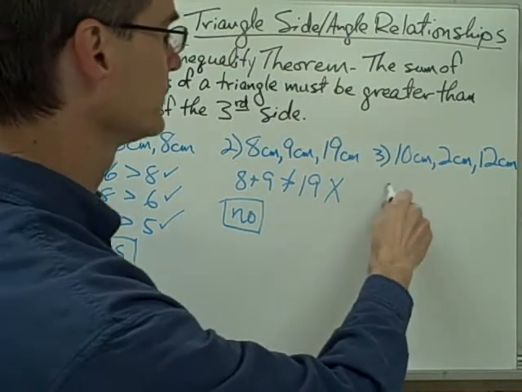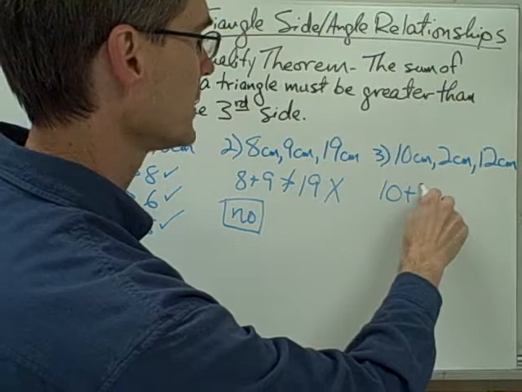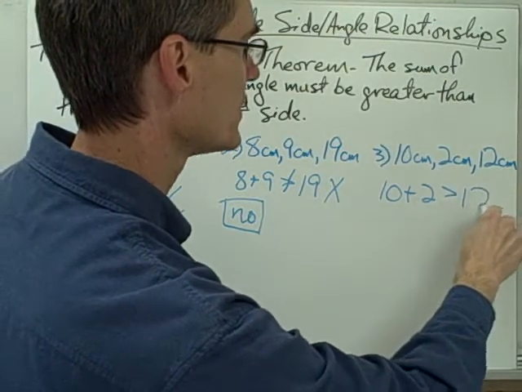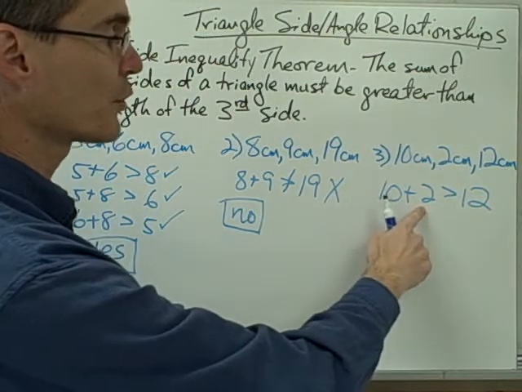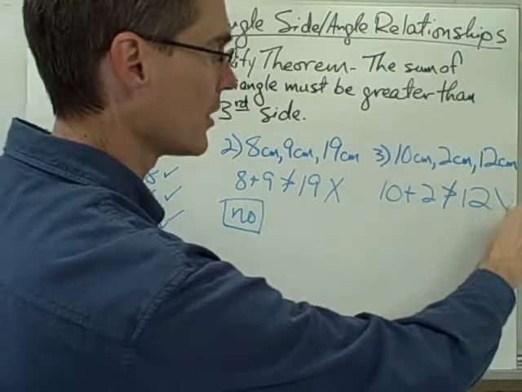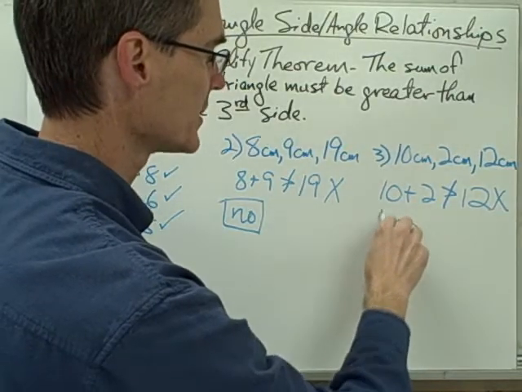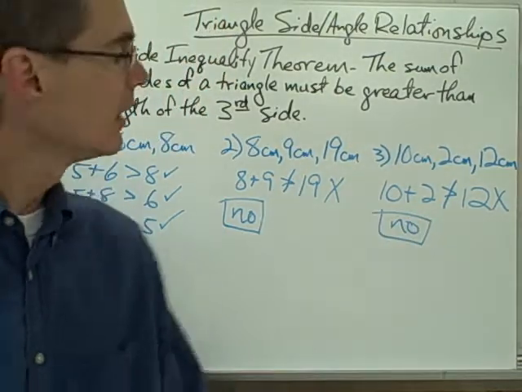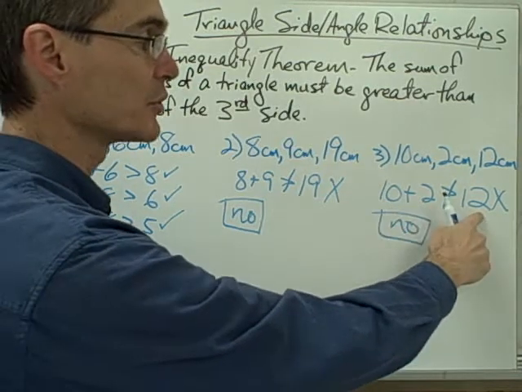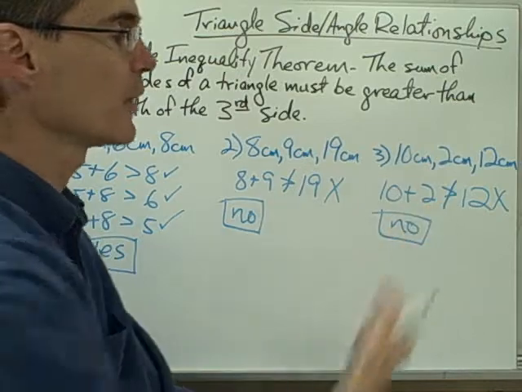Example number 3. 10 plus 2 needs to be greater than 12 in order for these three lengths to be a triangle. Unfortunately, 10 plus 2 is not greater than 12. It's equal to 12, so no, these three lengths cannot be the sides of a triangle either. Notice that it's not good enough for the sum of two sides to be equal to the third side. They have to be greater than the third side.